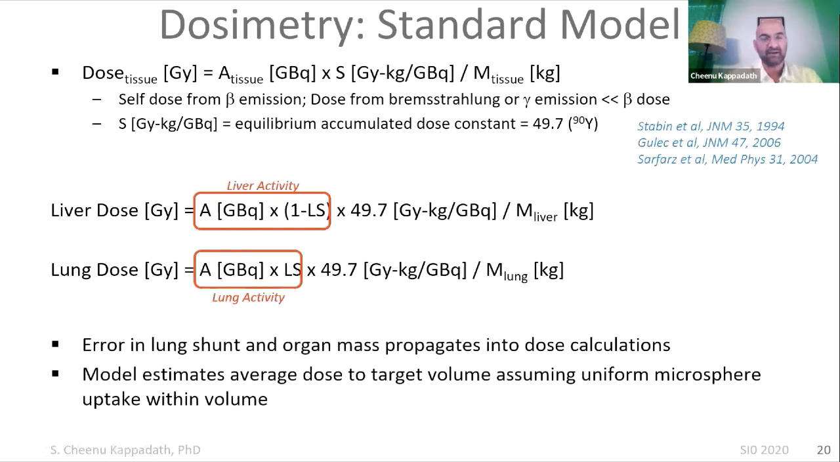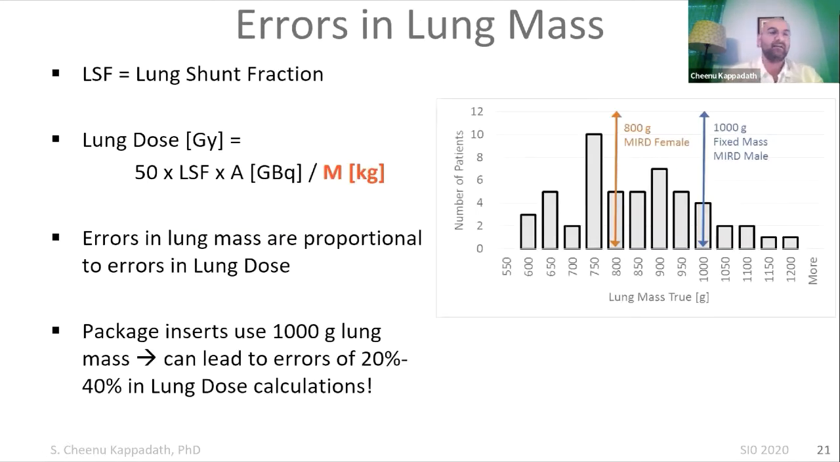So there's a couple of caveats we have to keep in mind here. First is that any error in the lung shunt estimate or organ mass propagates directly into errors in dose calculation. So if your mass estimate was off by 20%, then your liver dose is going to be off by 20%. Conversely, if your lung shunt is off by 10%, then your estimates are going to be off. So it is very important to have these parameters as precisely as possible when we do dosimetry. And the second thing is that these models are giving you average dose of the target volume, and they're not telling you anything about the distribution. Okay, it's just an average dose, and they have some consequences that I explained here.